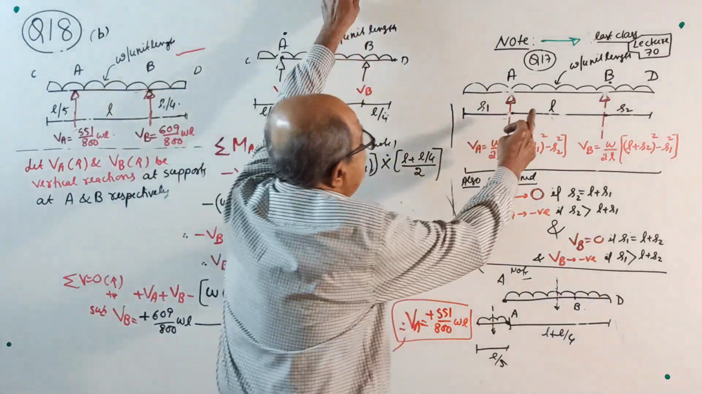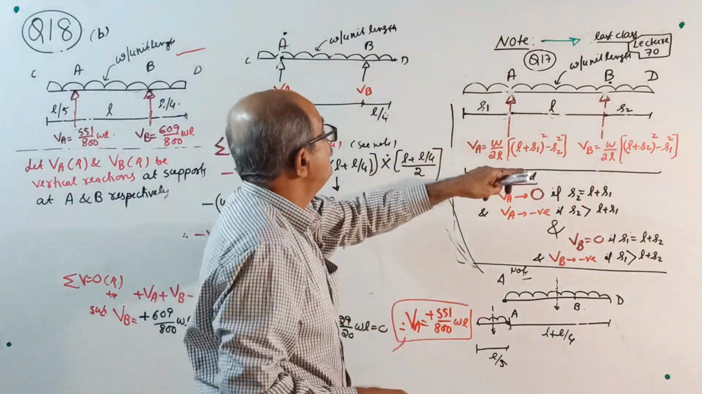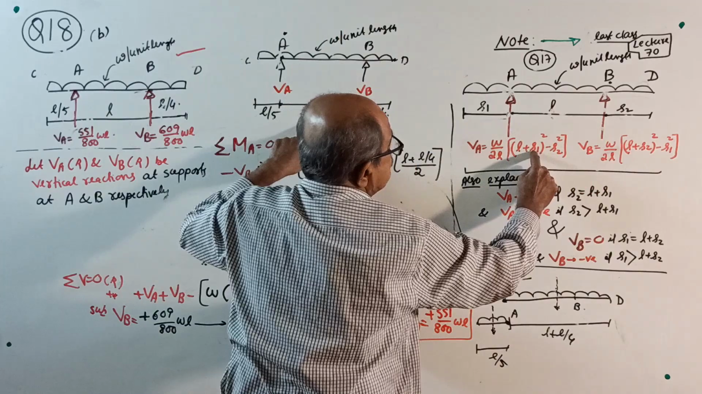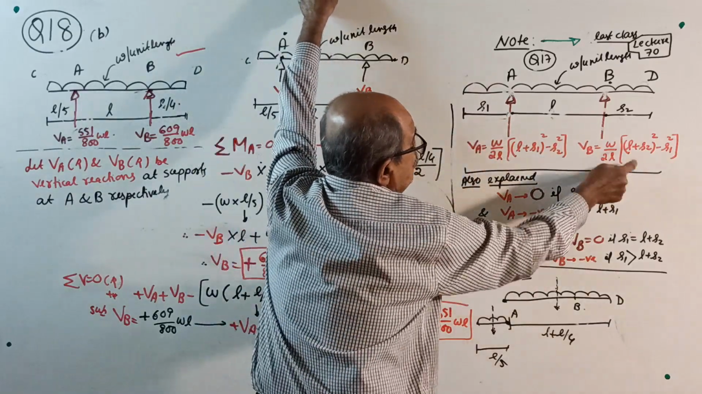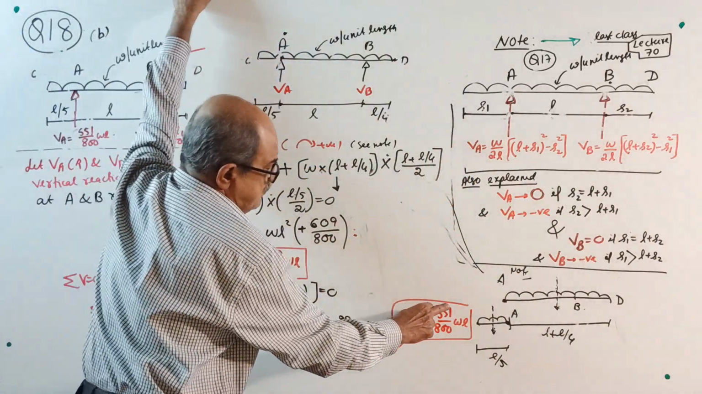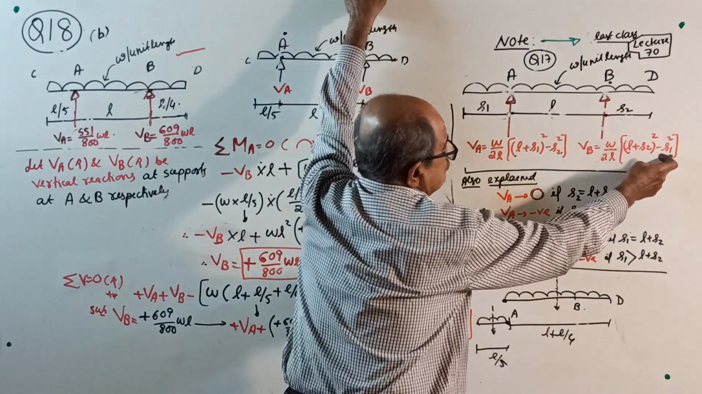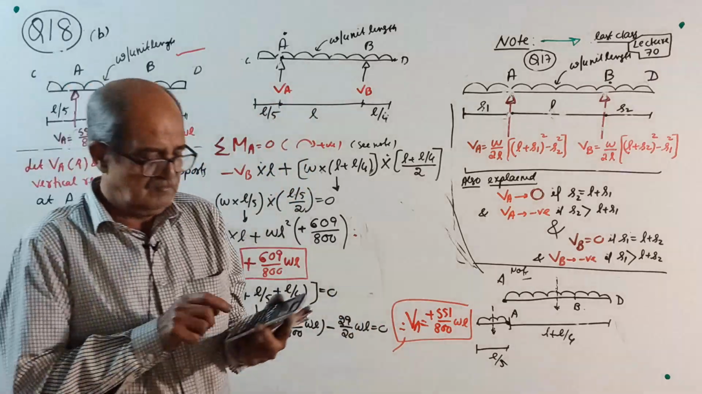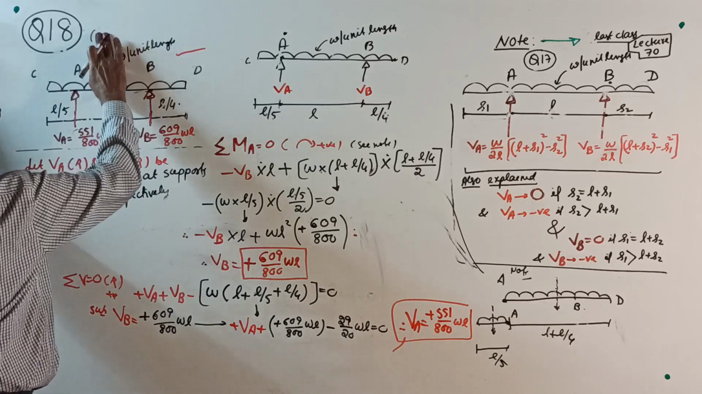See, in terms of L, S1 and S2, we got the general equation still there. What you do is, in these expressions, put L equal to L, S1 equal to L by 5, S2 equal to L by 4. Substitute here. 100% your VA will come plus 551 by 800 WL. VB will come 609 by 800, where S1 has to be substituted. I will check fast. Yes, correctly coming. Over. Now, question number 18C.